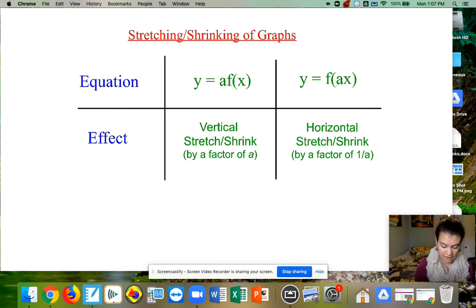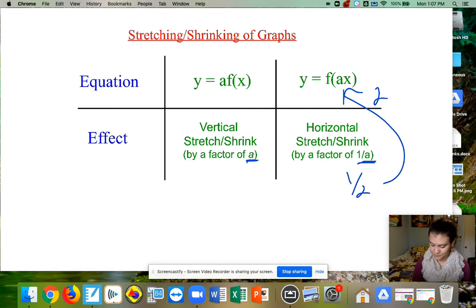Vertical stretching is by a factor of a, so whatever your value is, a, you want to multiply y by that. Horizontal stretches and shrinks is by a factor of 1 over a. So if you have, say, a factor of 1/2, then you're going to plug in 2 right there.